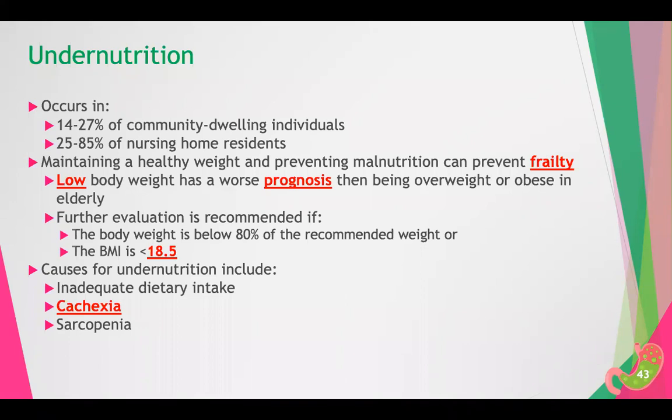There's a chart that indicates how tall they are, and how old they are, and it'll indicate what their weight range should be. So if their body weight is below 80% of the recommended weight, or if the BMI is less than 18.5, further evaluation should be recommended because we want to see why are they not at the specific weights. And some causes for undernutrition include inadequate dietary intake, cachexia, and sarcopenia.